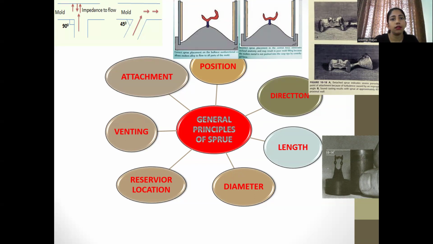Next is the angle by which we attach the sprue onto the wax pattern. It should always be 45 degrees to the wax pattern. The sprue direction should always be 45 degrees to the wax pattern which we have fabricated.